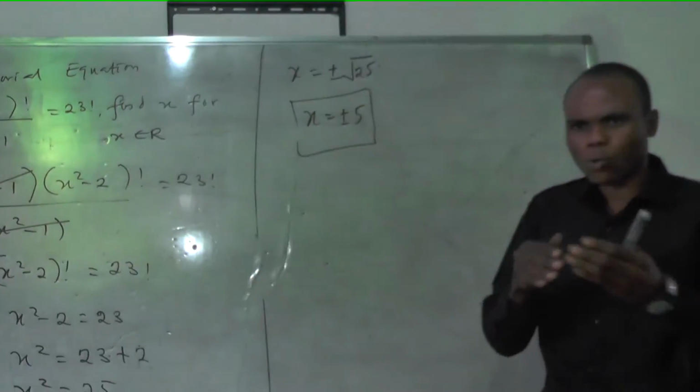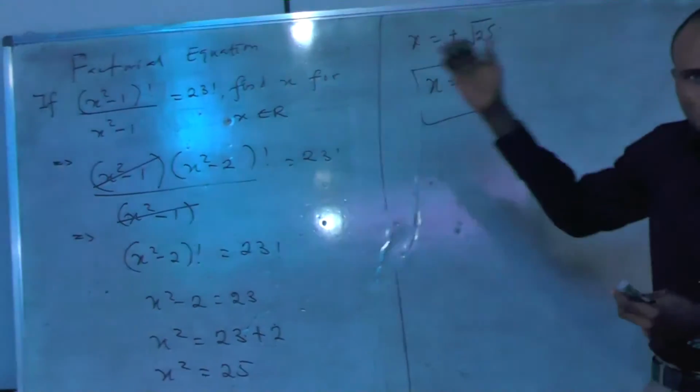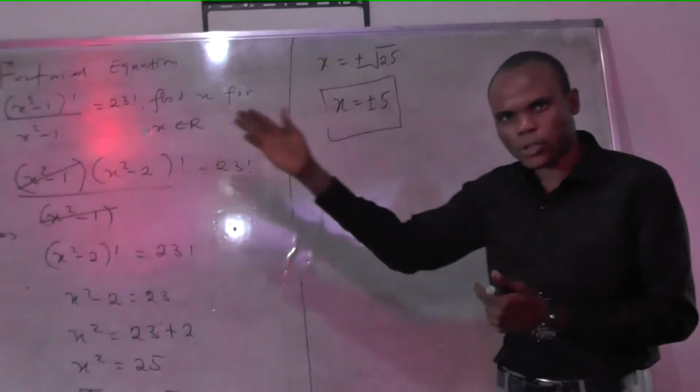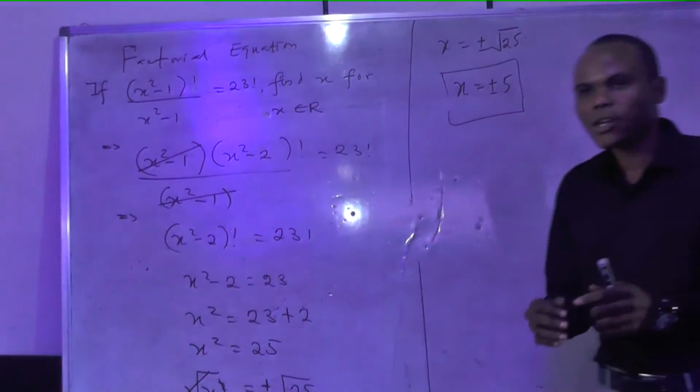And for a check which you can do on your own, try putting the value of x as either plus 5 or negative 5 into the equation, and you will see that your solution is going to be 23 factorial.